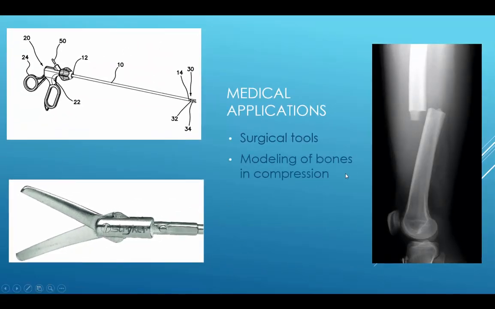You can even model bones as columns. This is obviously a broken femur, but it is a long structural member in compression. So as we try to understand how these bones can be fixed and how we can improve some of the things that we do in the surgical realm, then we need to understand how they work in the physical realm.